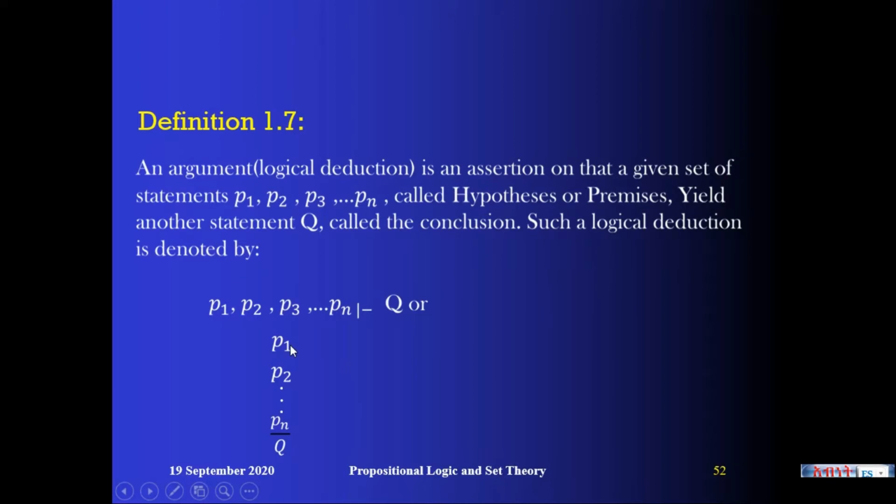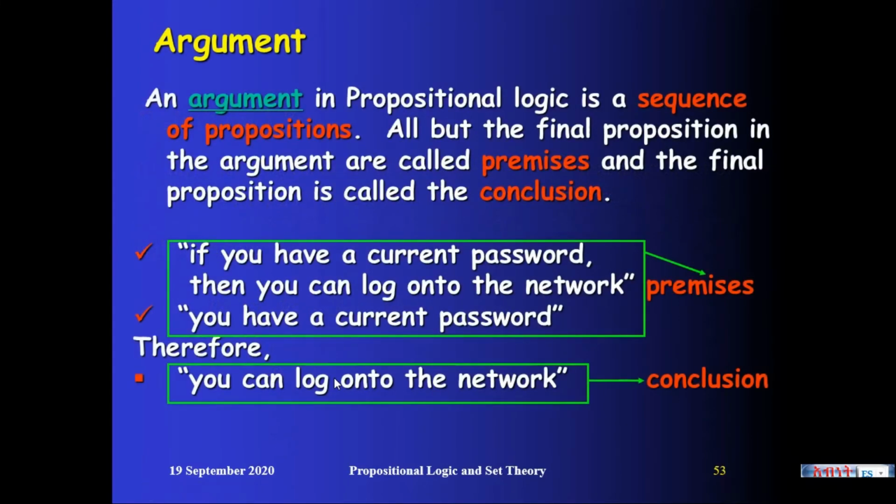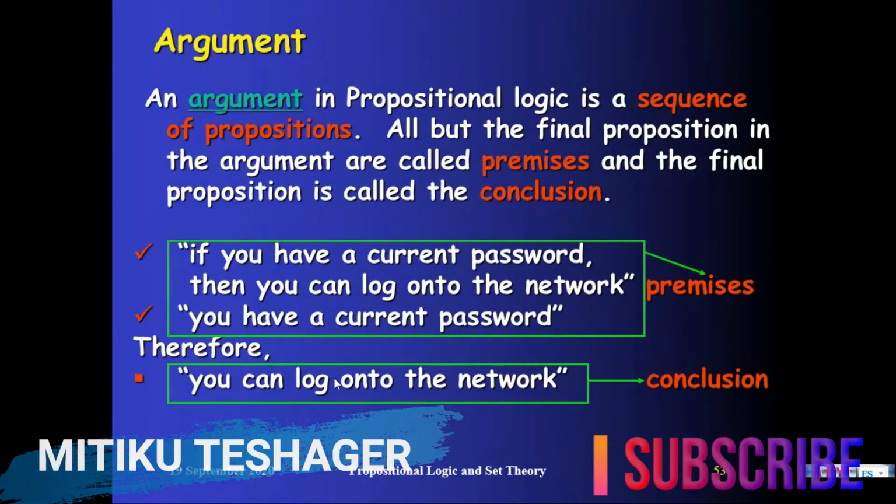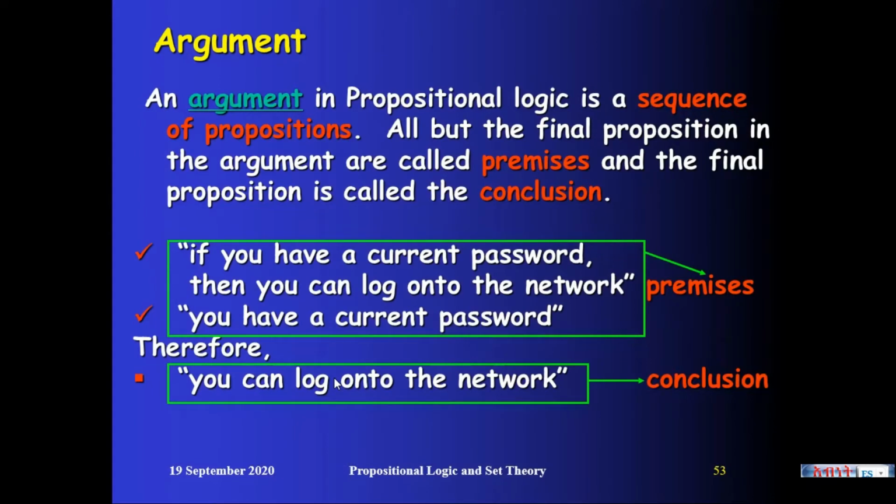The other one: P1, P2, and so on up to Pn. And here we have a bar, and lastly we put the conclusion. Here P1 may be a single statement or a compound statement. P2 is also like that. So an argument in propositional logic is a sequence of propositions. All but the final proposition in the argument are called premises and the final proposition is called the conclusion.